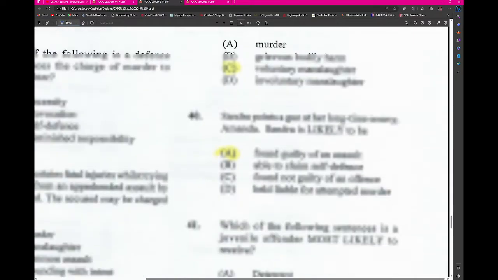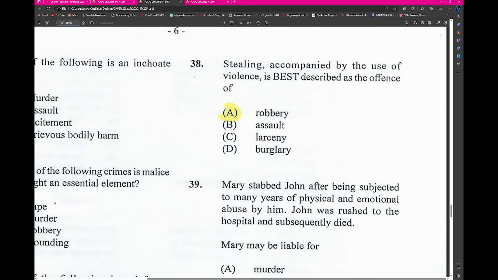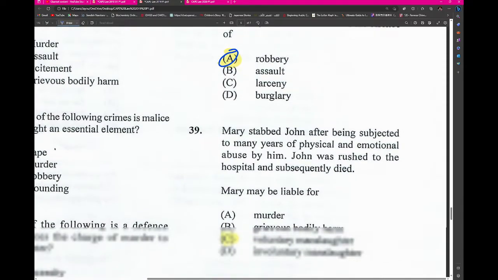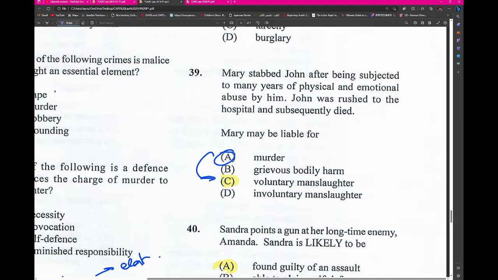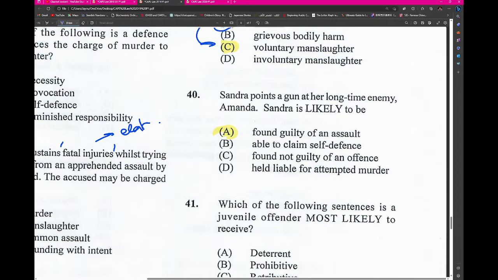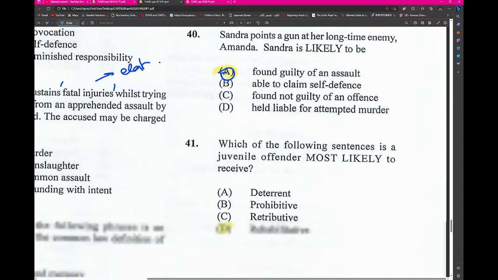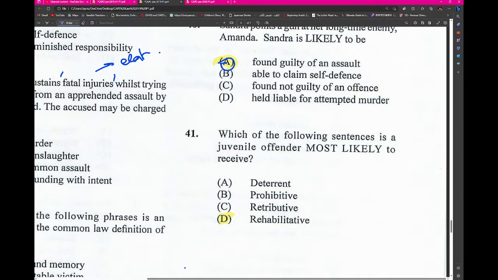Please remember all of these things. Right? Even though it's unlawfully killing, but it's fine. Stealing accompanied by the use of violence is robbery. Mary stabbed John. I think this would be murder, but hers would be reduced to voluntary manslaughter, so it depends on your interpretation. We're seeing that most of these things start to repeat.